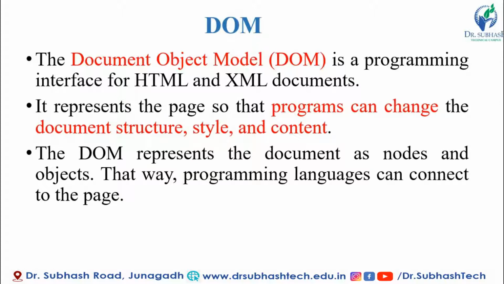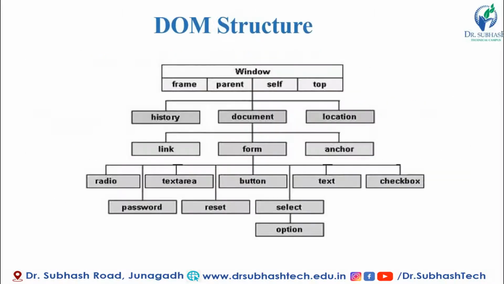The DOM represents a document as a node and an object. That's why the programming language can connect to the page. Now this is the structure of document. Window, inside the window we will have a frame, parent, self, top. History, location, document are the objects of the window. Today we are going to discuss in detail about a document object.